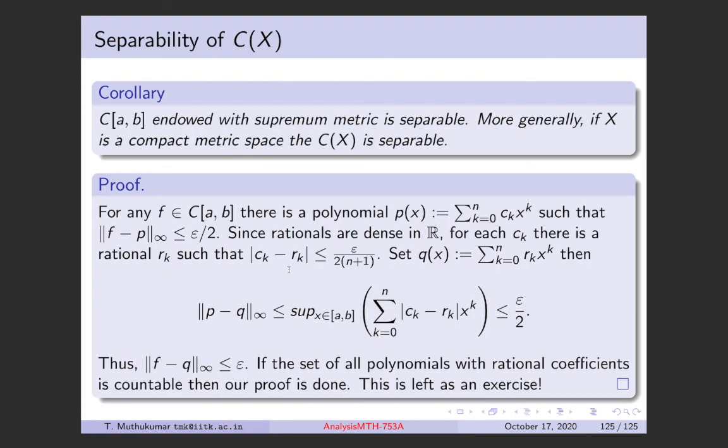Okay, so with this we stop here. Now that we have talked about dense sets and approximation by polynomials, in the next lecture we will talk about approximation by trigonometric polynomials, using the Weierstrass theorem, and so on. Okay, thanks a lot.